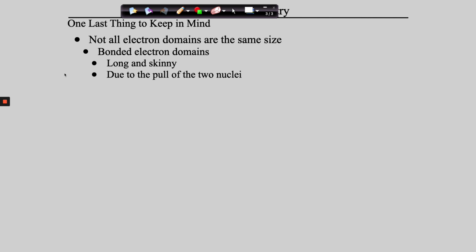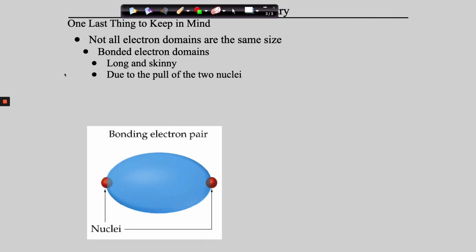So what does long and skinny look like in the world of electron domains? If you want to draw it, you can. This is long and skinny. I know it doesn't really look very skinny, but compared to a non-bonding domain, this is long and skinny. If you want a visual reference, probably off to the right would be the best place. You could draw this if you choose. So that's long and skinny.